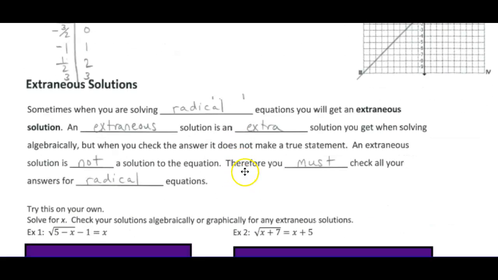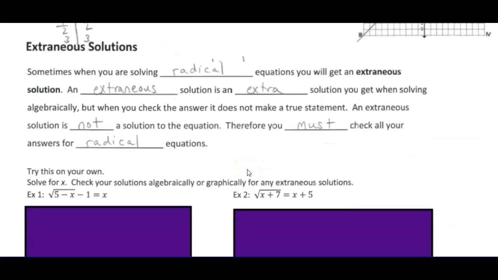Okay, so in the extraneous solutions section here, to fill these blanks in, sometimes when you are solving radical equations, you will get an extraneous solution. So that's an extra solution. When you check it, it does not make a true statement. A solution is not a solution. So even though it comes out mathematically the first time, it doesn't actually count as a solution to the problem.